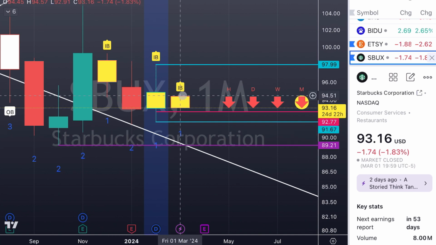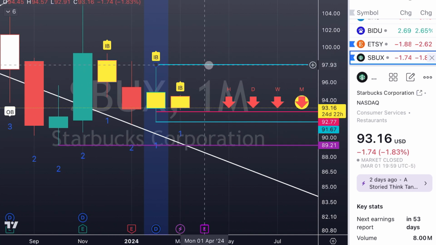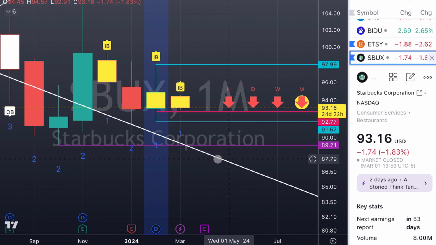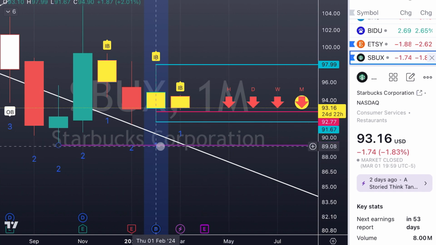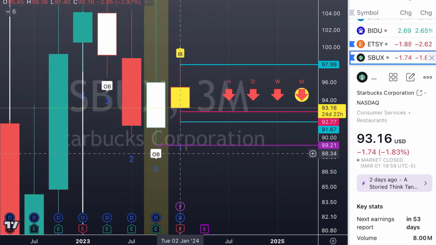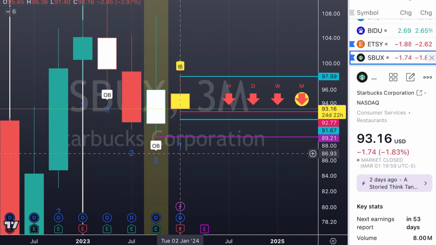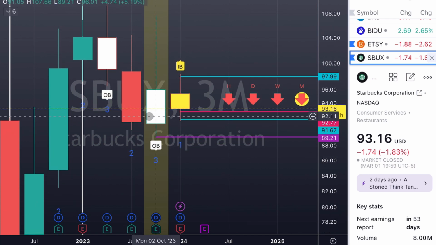We're going to look for the same thing. Calls at 97.99 on Starbucks, puts at 92.77. You're going to say, Clark, what's the purple line? Purple line, the 3-month chart, okay? The quarterly chart. We had an outside bar candle on the 3-month chart.